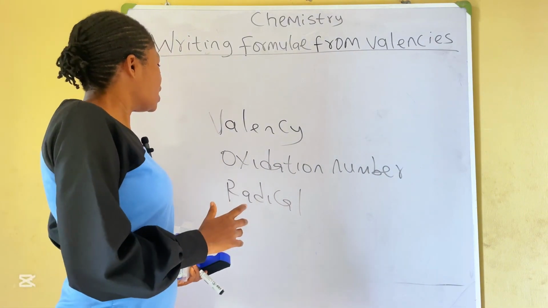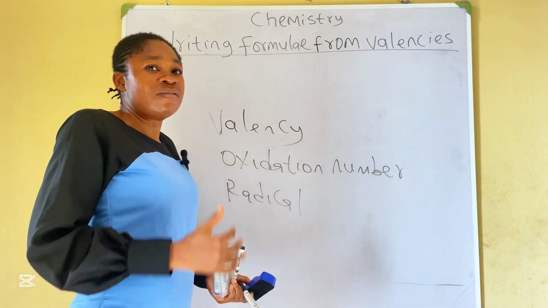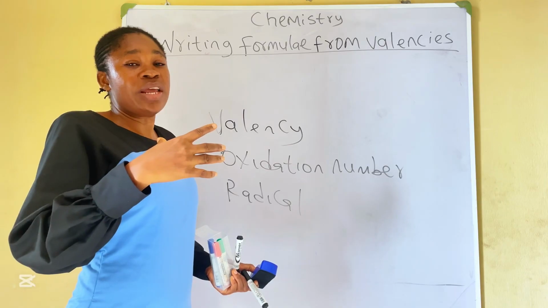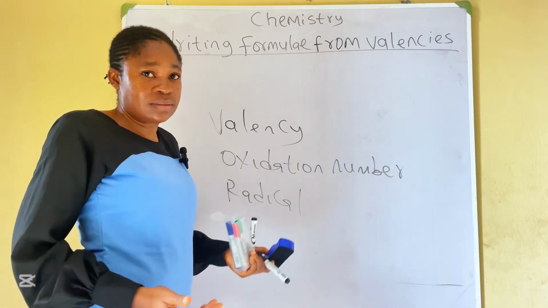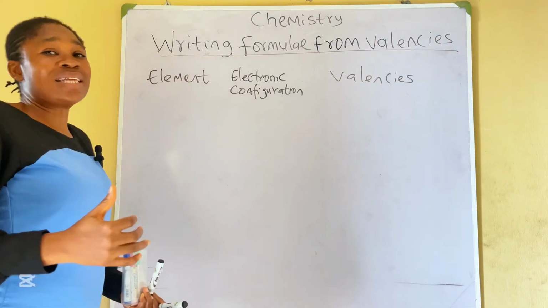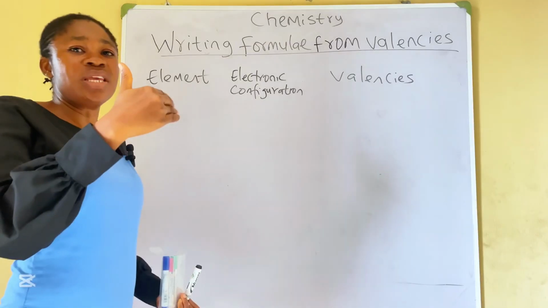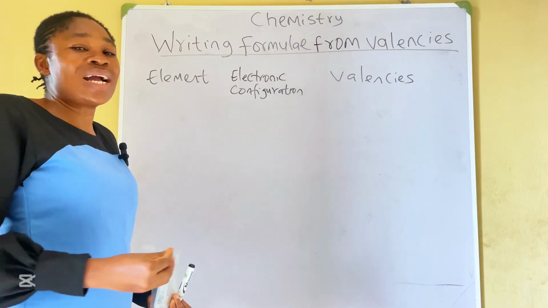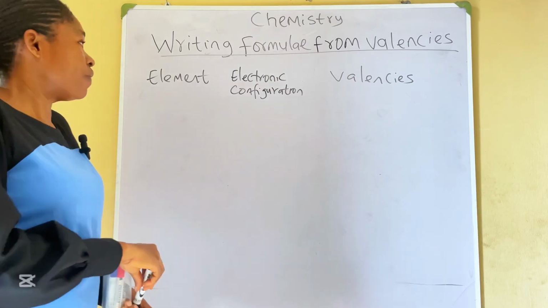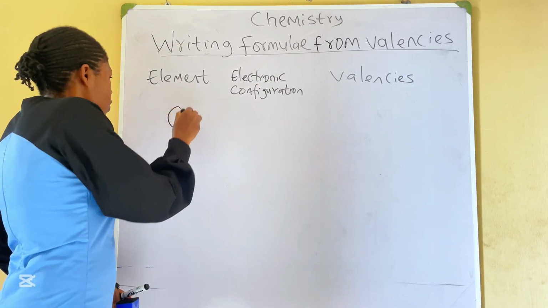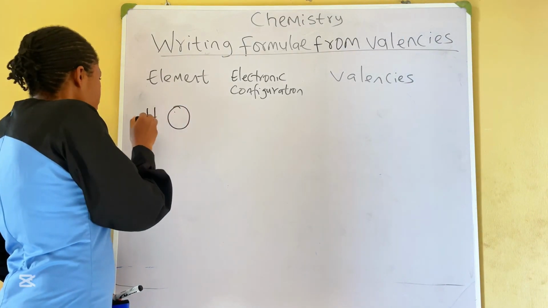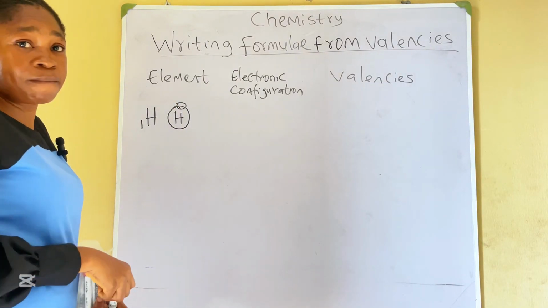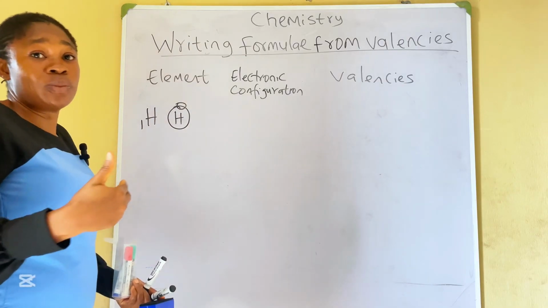In this lesson, for you to write chemical formula, you must know the valency of that element. So we're looking at the first 20 elements, in addition to other metals in the periodic table. Elements are arranged in the periodic table according to their increasing atomic number. For the first element, you have hydrogen. Let's look at the diagrammatic representation of the hydrogen atom. The atomic number of hydrogen is 1. Atomic number and number of protons are the same.